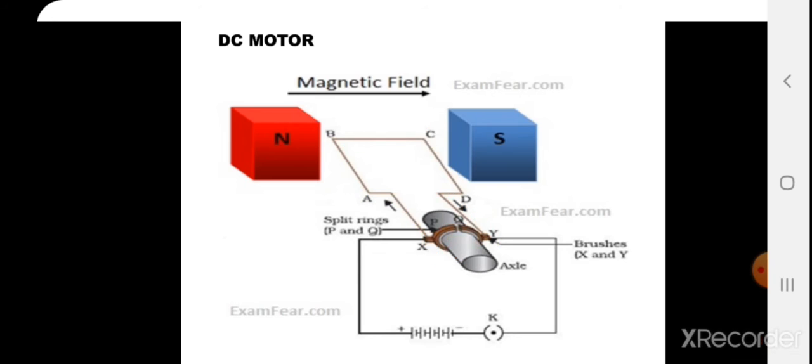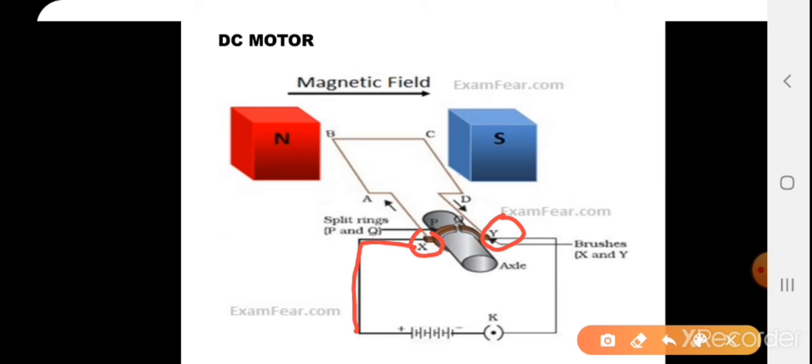And through the split rings, these are the carbon brushes, X and Y, shown here. These are small carbon brushes, X and Y. And from the carbon brushes, a wire is attached to the positive terminal of the battery and the negative terminal of the battery. K is a key which is used to switch the flow of current on and off.